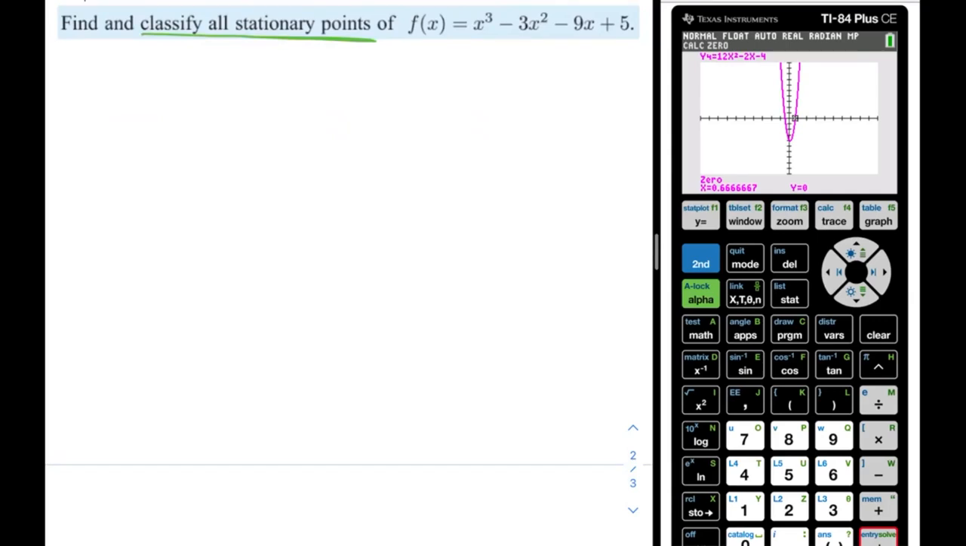For the next example, find and classify all stationary points of our function. I want you to try this by yourself and bring your solution to class.